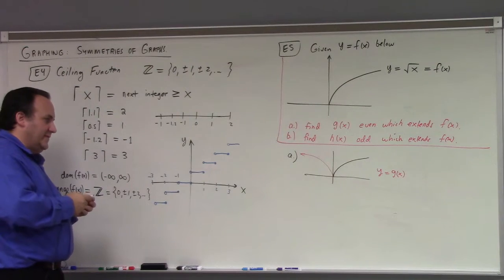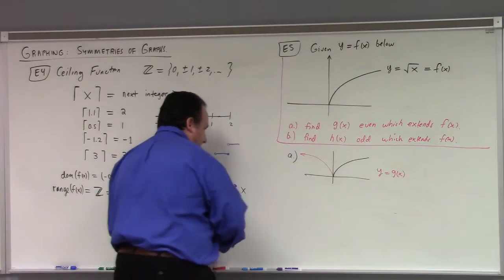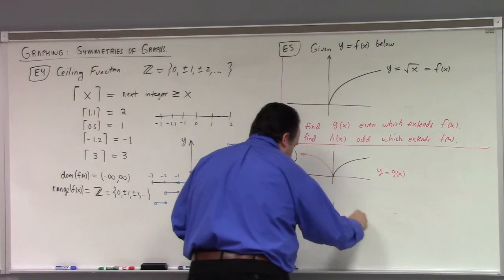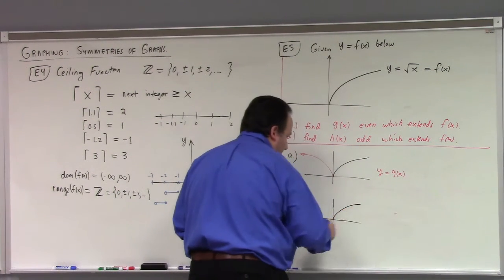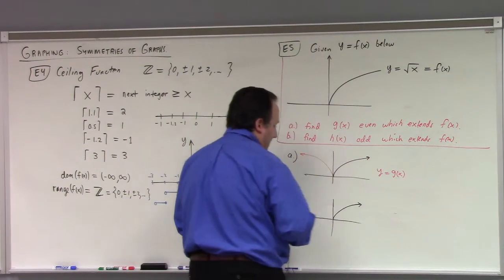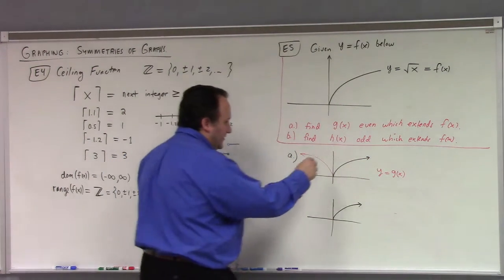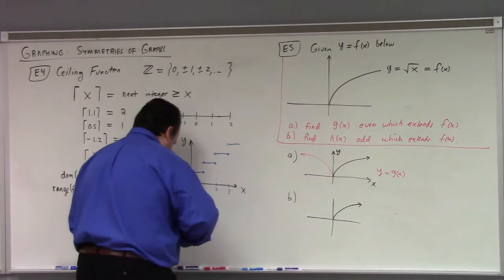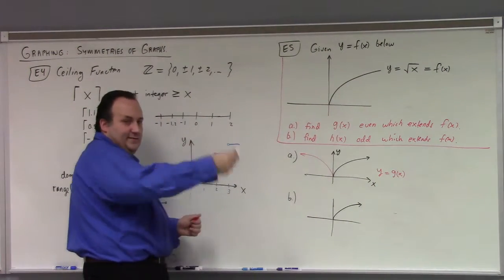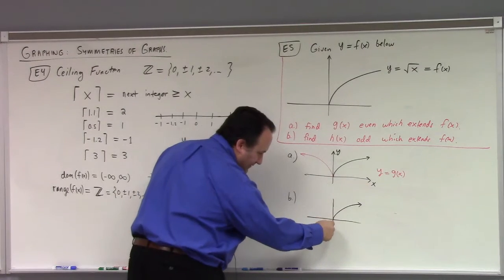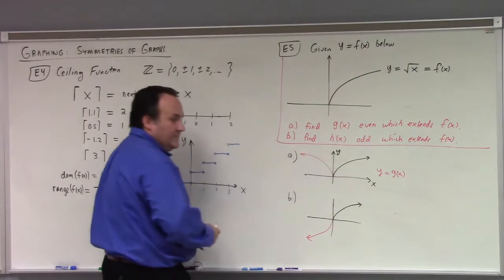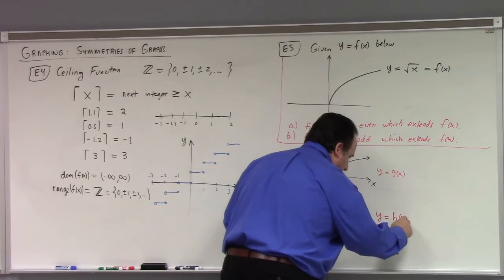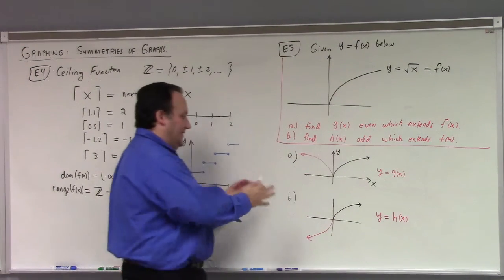What would it look like if I wanted to make an odd graph? I'm given the square root, right? I want to make a new graph which is odd. Where should I reflect? Through the origin, right? So like the part I'll add in red. It would just be like this, yeah? So this would make y equals h of x. And this graph is odd.